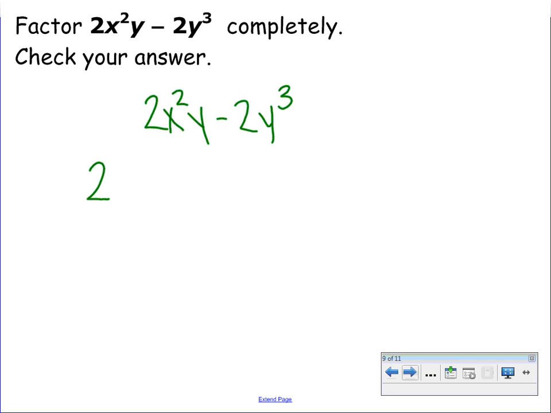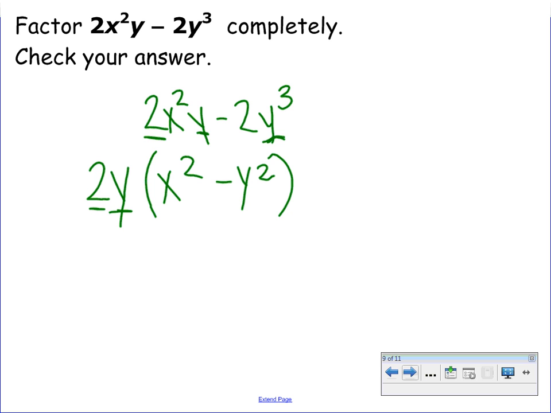2. 2 and what else? Also a y. Good. I can't have an x because the second term doesn't have an x. Okay, so let's see what's left. I've got one y out here as my greatest common factor and one y right here. So my y's are taken care of. My 2 is taken care of here, but I need an x squared. Then when I look at the second term, I've already got my 2. I've got one y here, but I need 3, so this needs to be minus y squared.